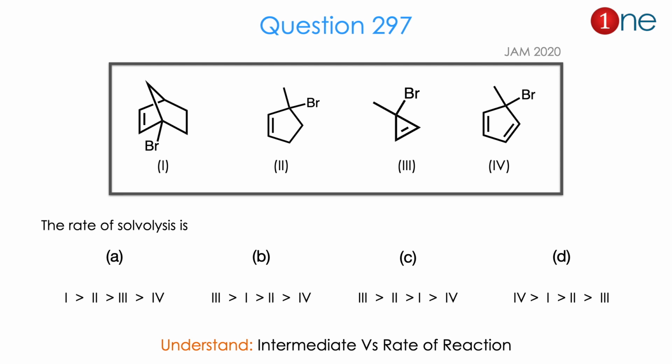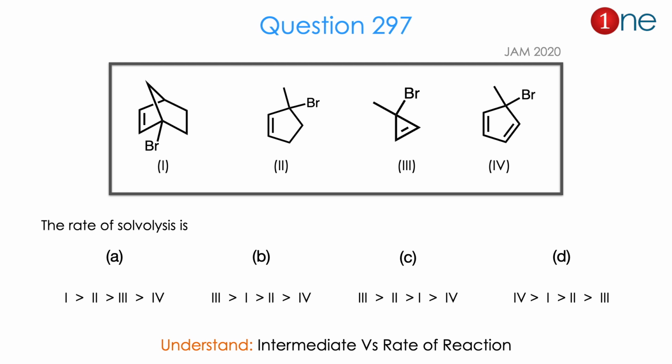Then let us look at the next question. They give 4 different bromides. The first one is bromine attached to a bicyclic system which contains one alkene. The second one is cyclopentene with one methyl and bromide. The third one is cyclopropene, again with methyl and bromide. The fourth one is cyclopentadienyl with bromine and methyl. They are asking the rate of solvolysis. You may think of any solvent and find the rate of it. They ask you to compare the order.